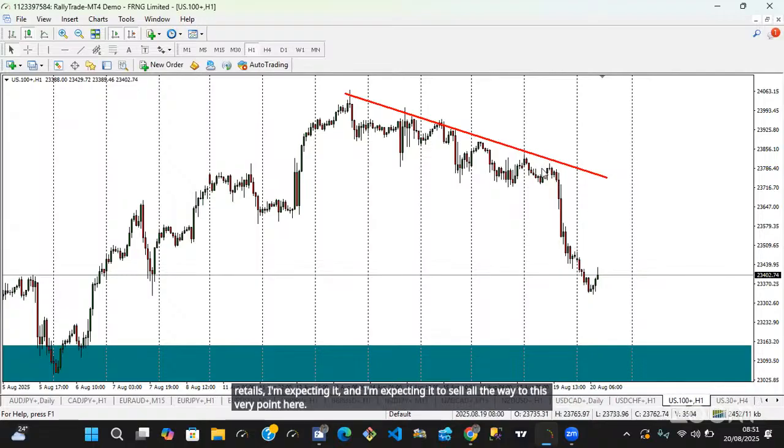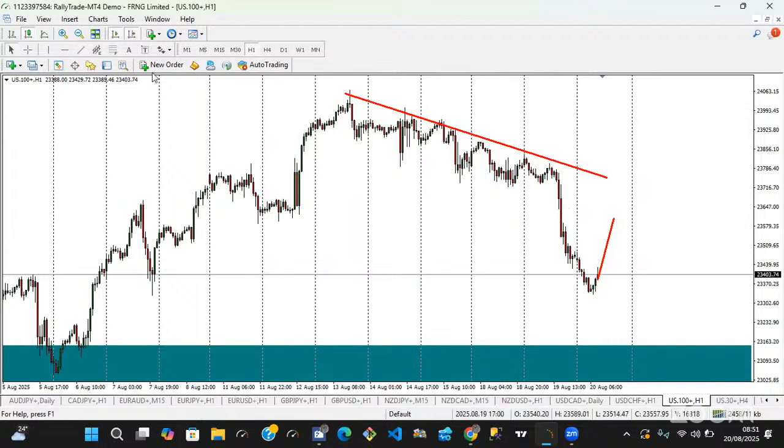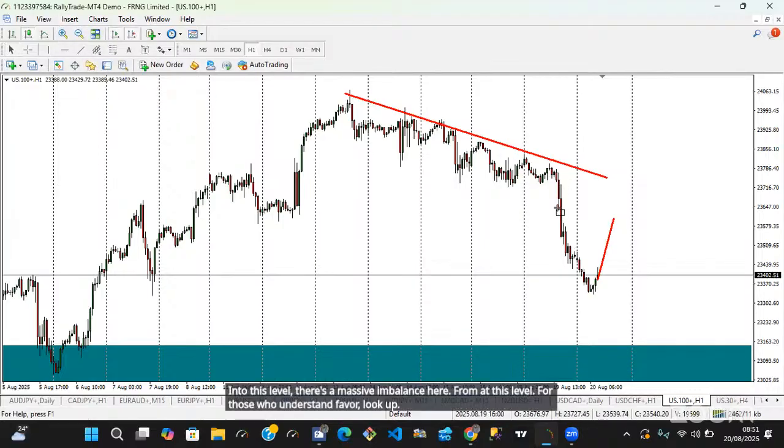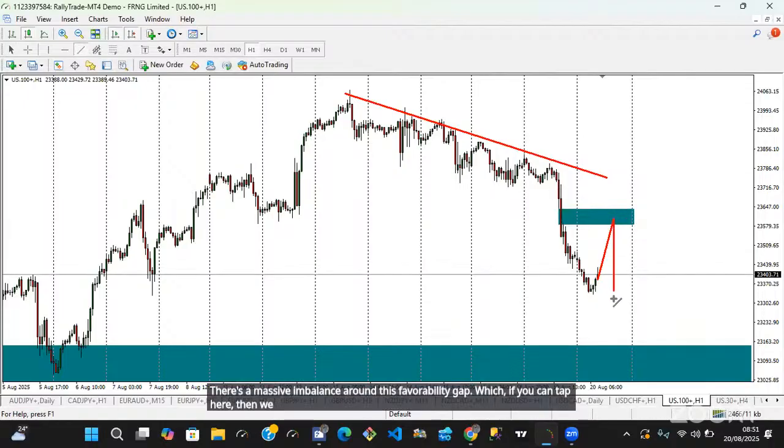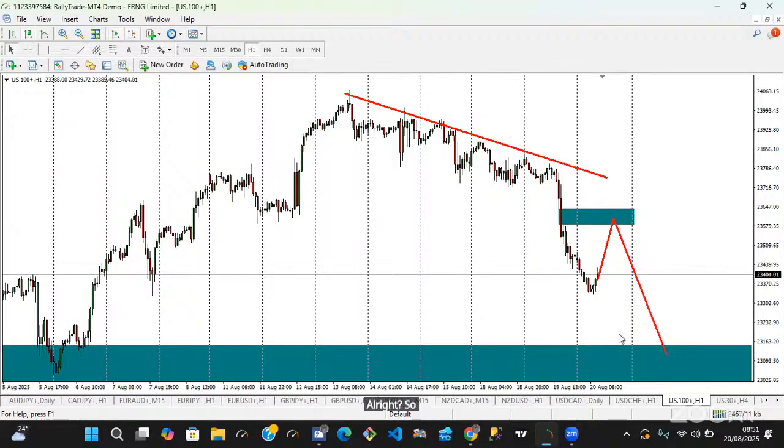Now, unfortunately, yesterday's sell was very massive, which means that price can decide to do a little bit of pullback into this level. There's a massive imbalance here. Mark this level. For those who understand fair value gap, there's a massive imbalance around this fair value gap, which, if you can tap here, then we can have a continuous sell to bring us here. All right, so I still expect US 100 to be bearish.